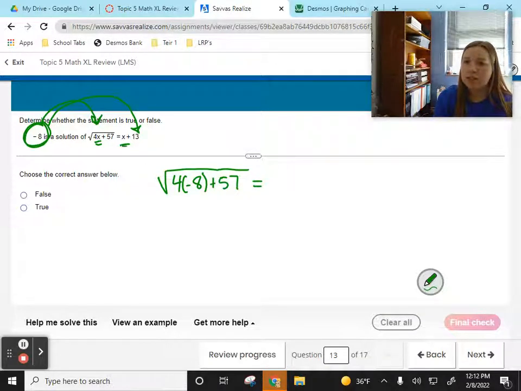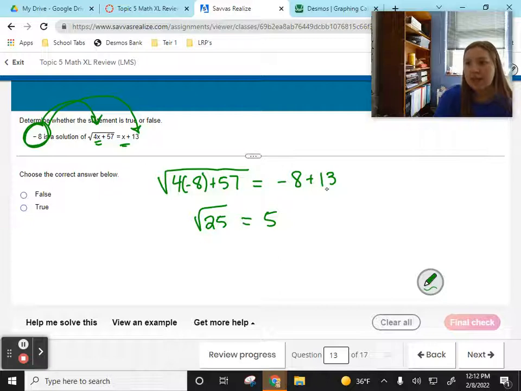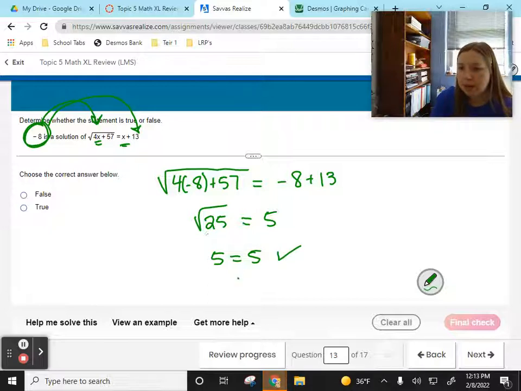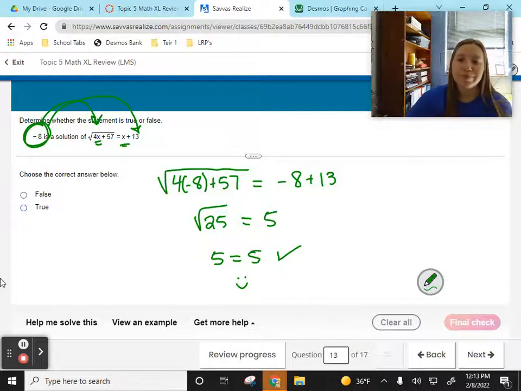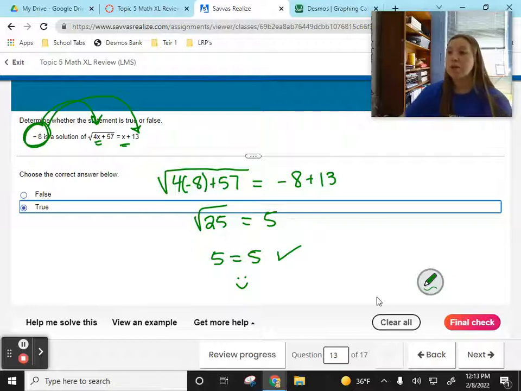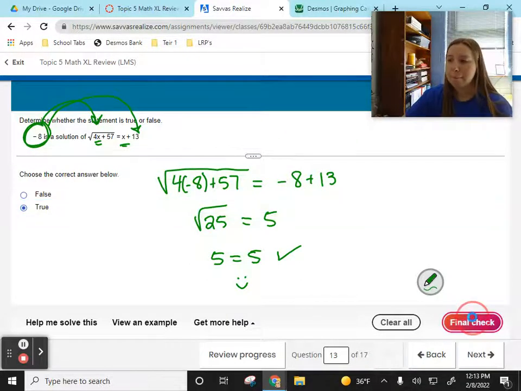And then this x right here is going to turn into negative 8 plus 13. 4 times negative 8 is negative 32. Negative 32 plus 57 is 25. So that's the square root of 25 equals negative 8 plus 13 is 5. And then we can simplify here. The square root of 25 is 5. 5 equals 5. This is true. So this is just plugging in numbers and simplifying.